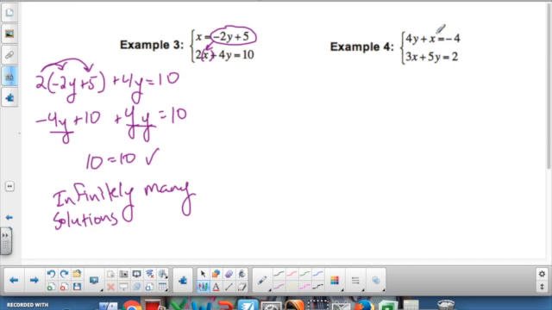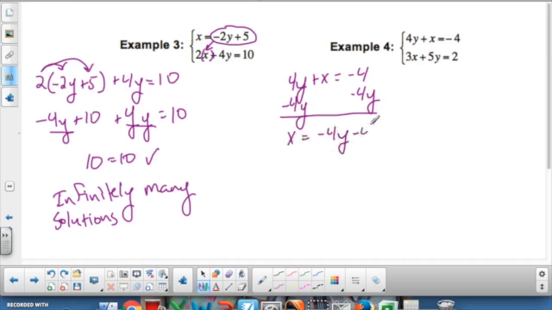In this case, the easiest one to isolate is going to be this x because it doesn't have a coefficient. So I'm going to come over here and say 4y plus x equals negative 4, and I'm just going to solve for that x, which means I need to subtract 4y from both sides. That leaves me with x equals negative 4y minus 4, and now I'm ready to substitute.